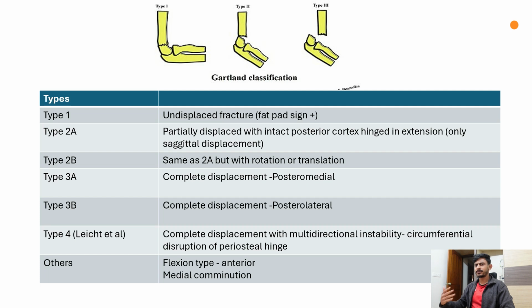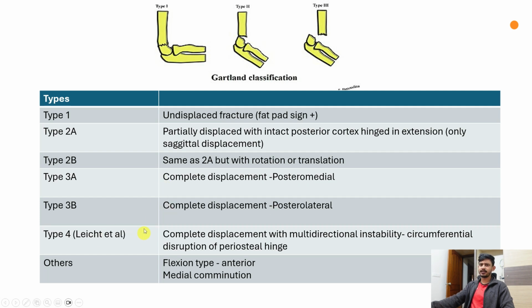So how do you differentiate between type 3 and 4? That question might come. Makes sense. Type 3, what happens when we reduce a supracondylar fracture? First we give traction, and when we give traction, the coronal plane deformity usually corrects itself. And then in order to correct the extension, we flex the elbow.